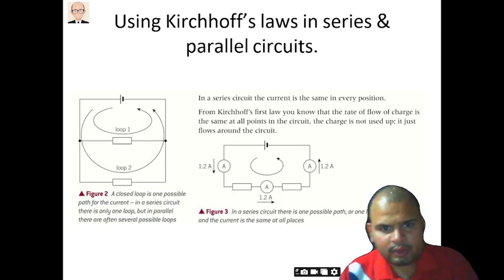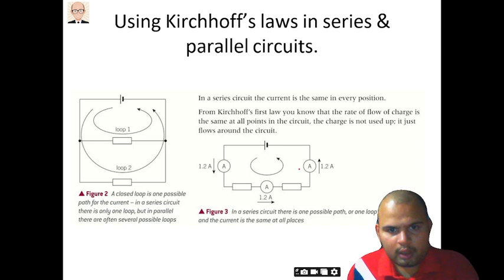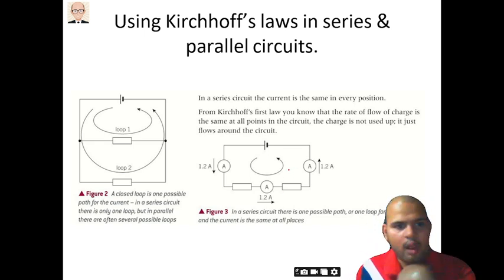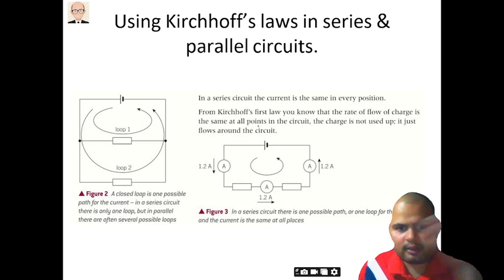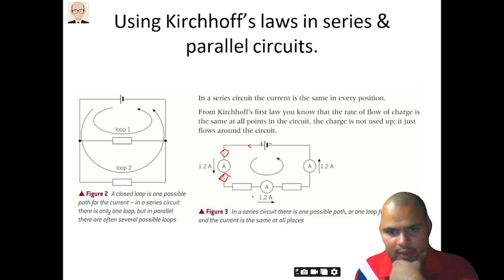Now we are going to apply Kirchhoff's laws. What exactly is happening here? In a series circuit, the current is the same at every position. From Kirchhoff's first law, the rate of flow of charge is the same at all points in a circuit. The charge is not used up, it just flows around the circuit. This is positive, this is negative. Conventionally, the current moves like this, and electrons move opposite to it. As you can see, it forms a loop.